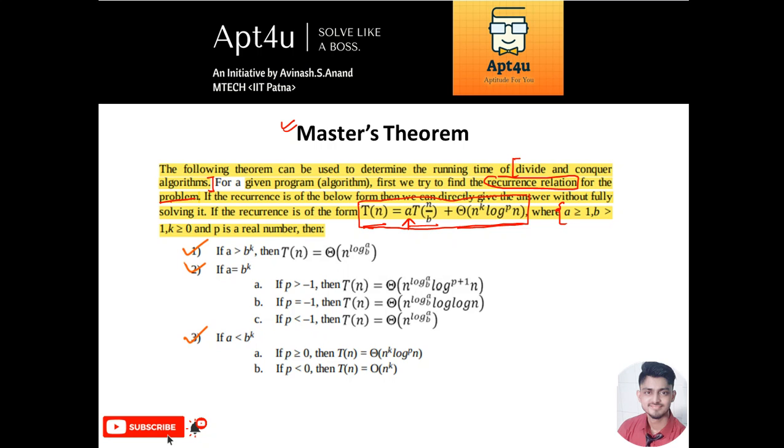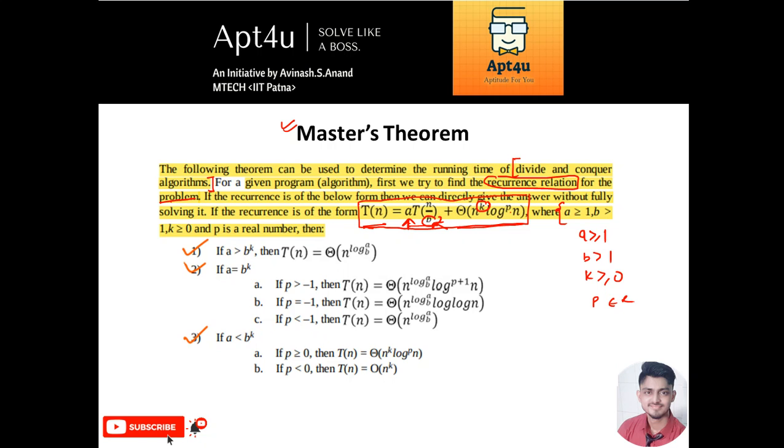And this term b should be greater than 1. So a should be greater than or equal to 1, b should be greater than 1, k should be greater than or equal to 0, and p can be any real number.